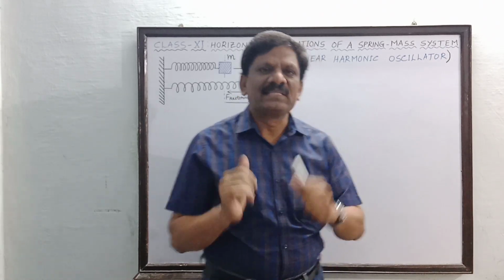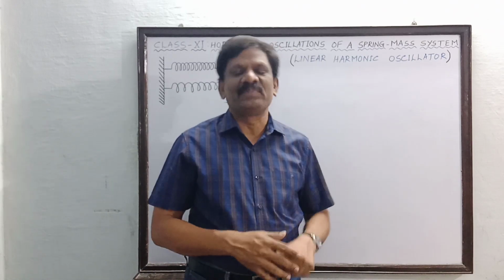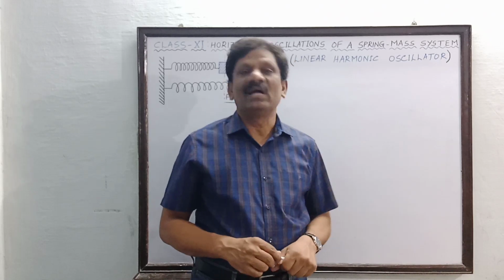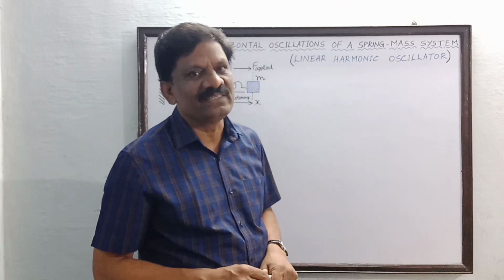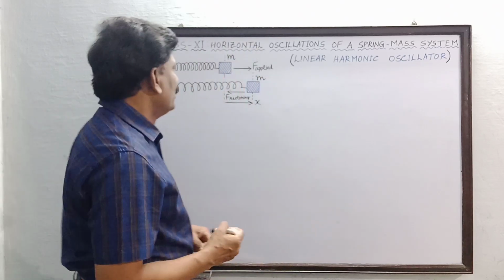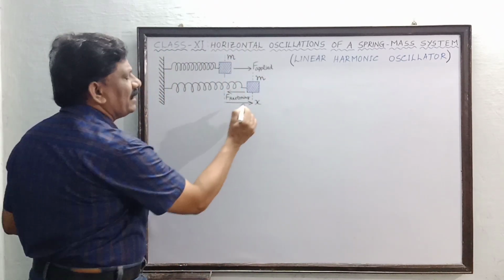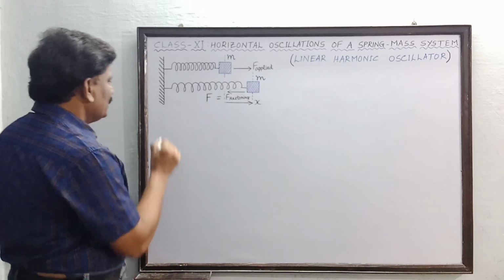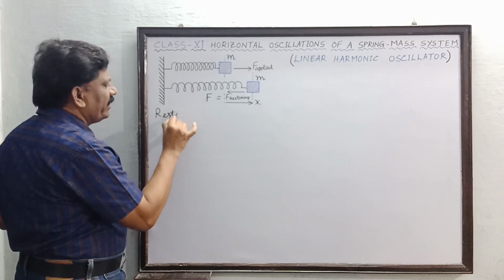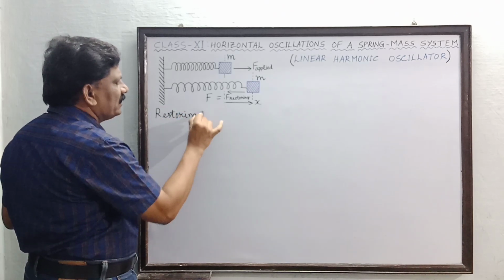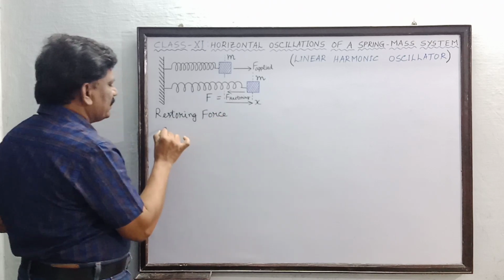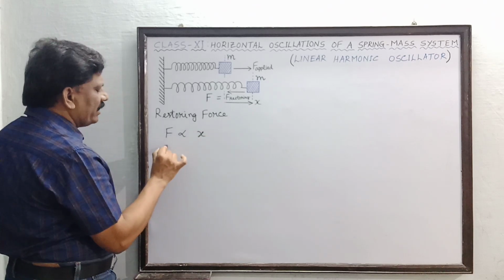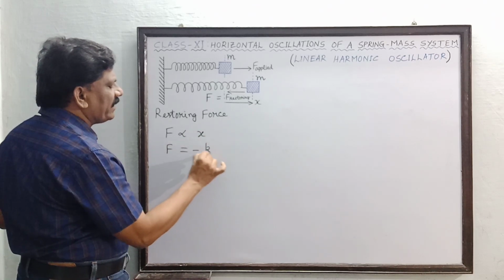Okay, what next are we going to do? We are going to derive an expression for the time period of oscillation of the wooden block and also the frequency of oscillation. Now I will write this restoring force, also represented simply by F. So I will write restoring force, that is F. This F is proportional to x, or F is equal to minus k times x.